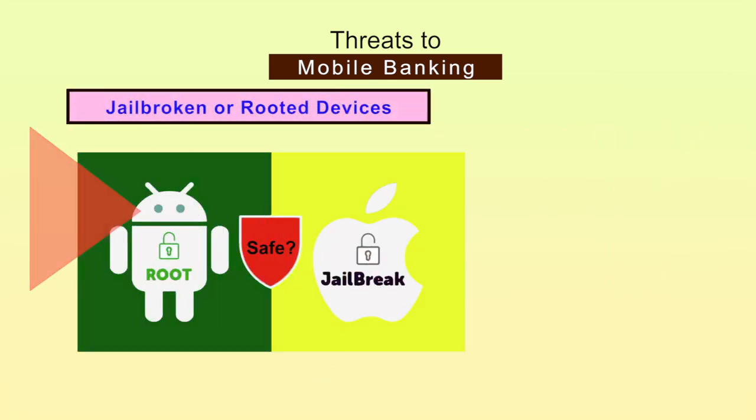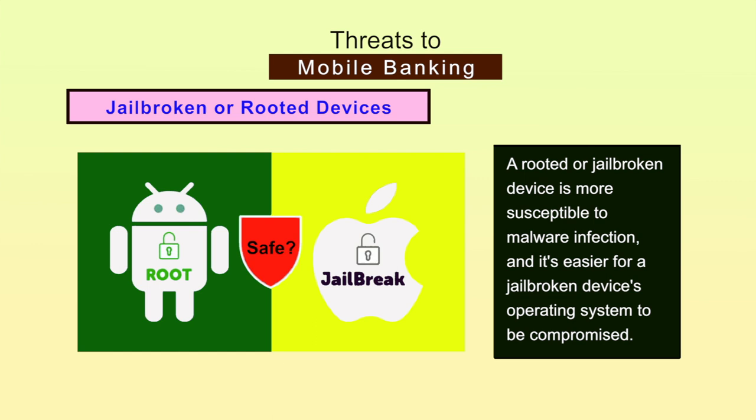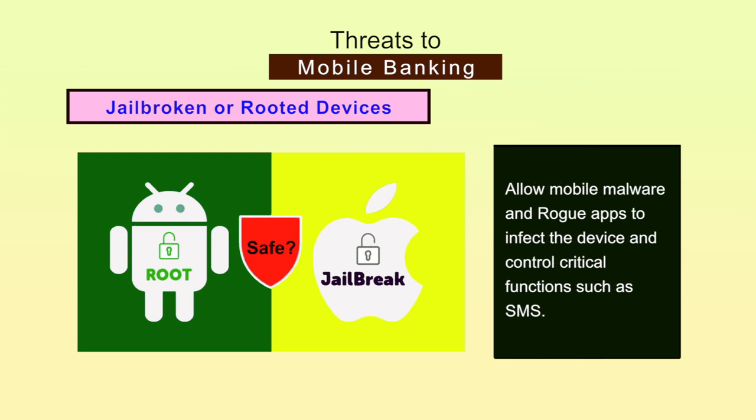Next threat is jailbroken or rooted devices. This is practiced to gain unrestricted or administrative access to the device's entire file system at the risk of exposing the device to vulnerability from malicious apps downloaded, by breaking its inherent security model and limitations, allowing mobile malware and rogue apps to infect the device and control critical functions such as SMS. Thus, the mobile banking app security is exposed to extreme risk on a jailbroken device.